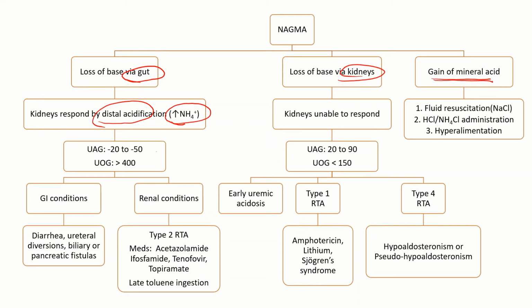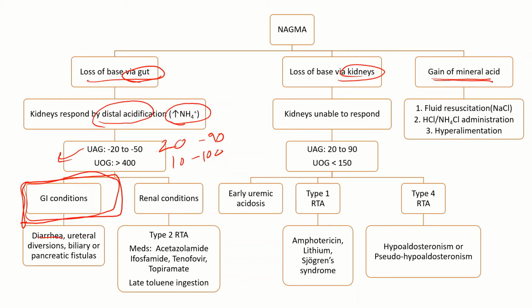And as a result, the urine anion gap is going to fall and become negative. Remember, the normal urine anion gap was between 20 to 90, but it is decreasing here, and the urine osmolar gap is going to increase, and when this value is more than 400, it tells us something. If we remember, the normal osmolar gap was between 10 to 100, so this is definitely increased. In this particular situation, this is mainly because of GI conditions, because we are talking about loss of base via gut.